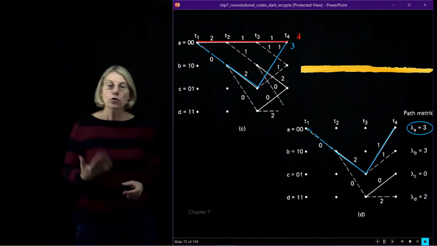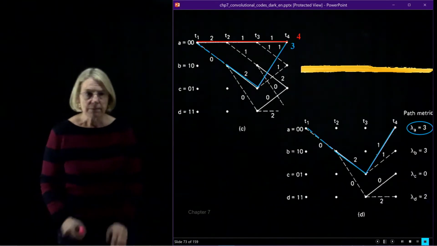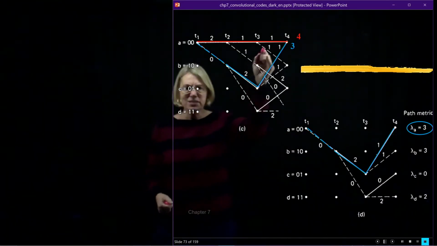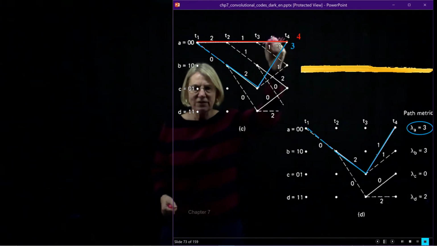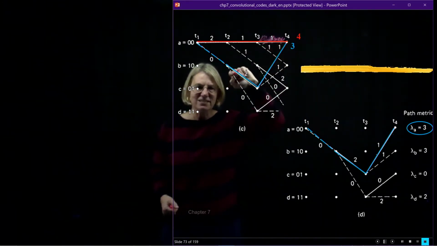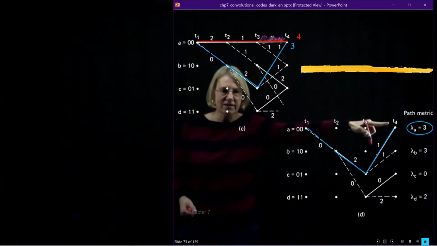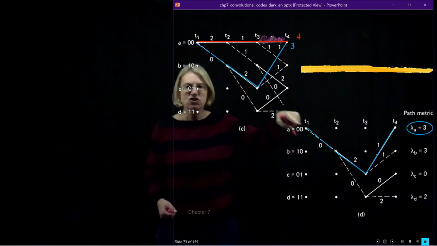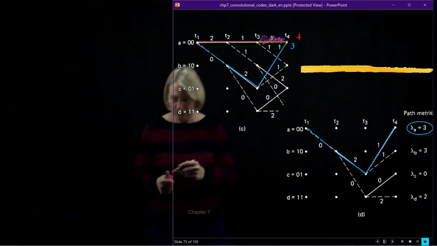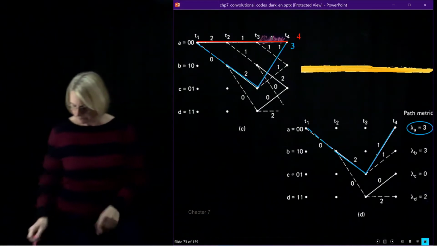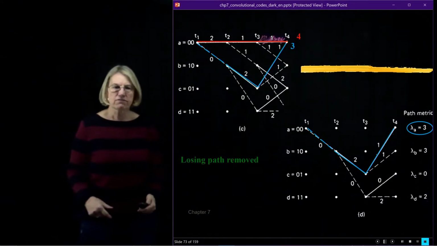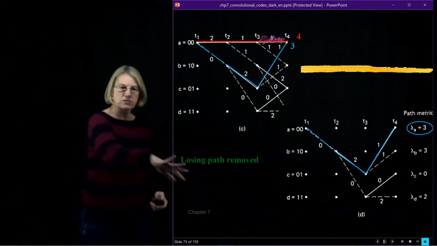So I prune my path. What I mean by prune my path is this part of the transition I get rid of entirely. It's like it didn't exist. So when I look here at my survive path, there's just one that I keep. The other ones I get rid of. Now I did that for the first one. The losing path is removed.